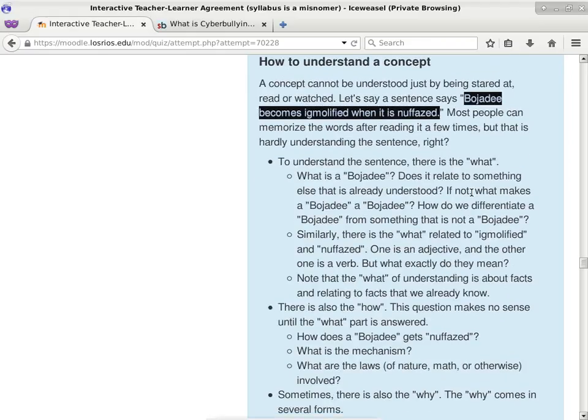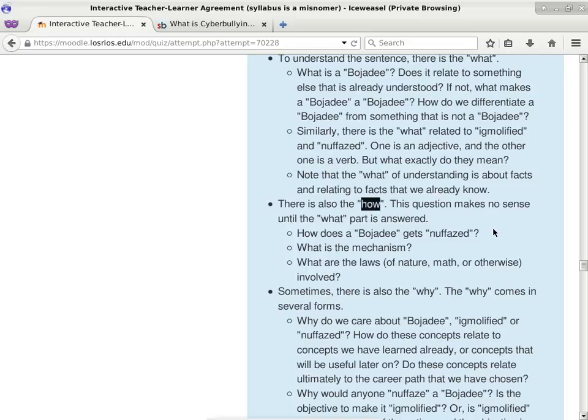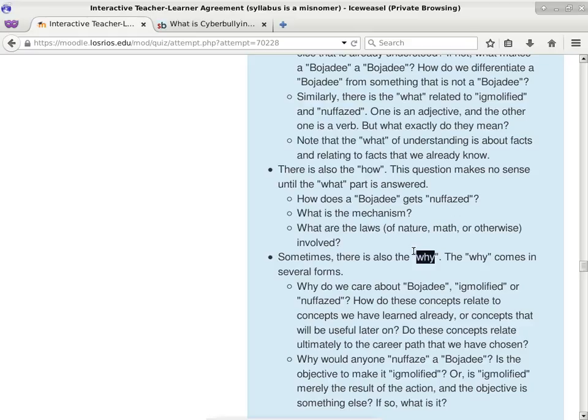To understand the sentence, there's the what. In other words, what exactly is a bourgeoisie? What is getting emolified? What is the action of nut-faced? That's the what. Then there's the how. The question is, how does a bourgeoisie get nut-faced? What is the mechanism? What is the process? And also sometimes there's the why.